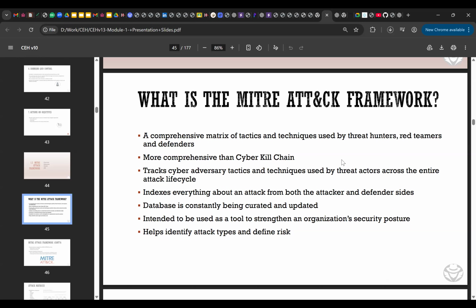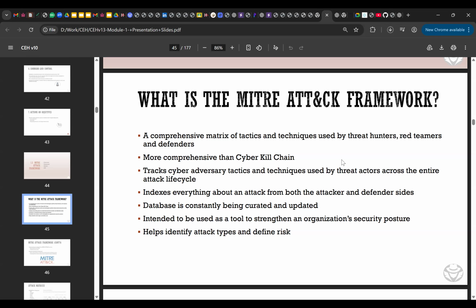The MITRE ATT&CK framework is basically a matrix that provides tactics and techniques which are used by threat hunters, red teamers, and defenders. So it is more comprehensive than the cyber kill chain. In the cyber kill chain, we categorize into 7 broader steps. But in the MITRE ATT&CK framework, we categorize into tactics and techniques. There is a matrix, and every tactic has multiple techniques through which the attack can be detected.